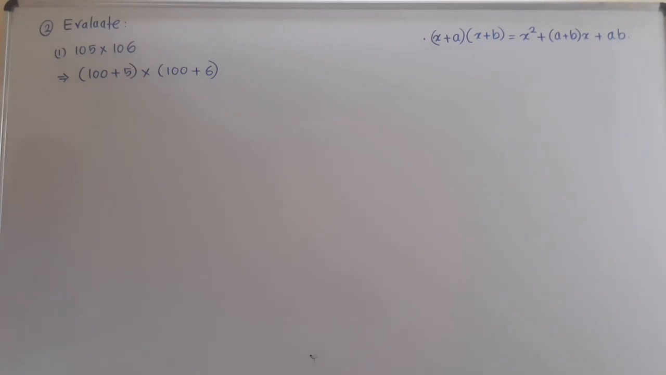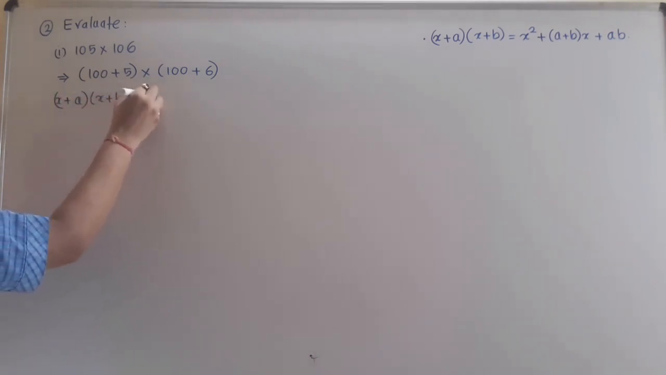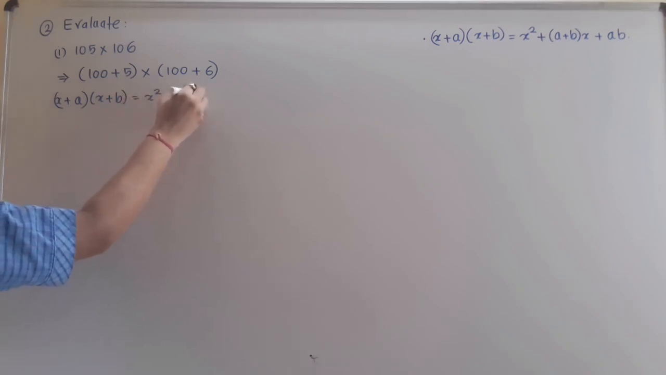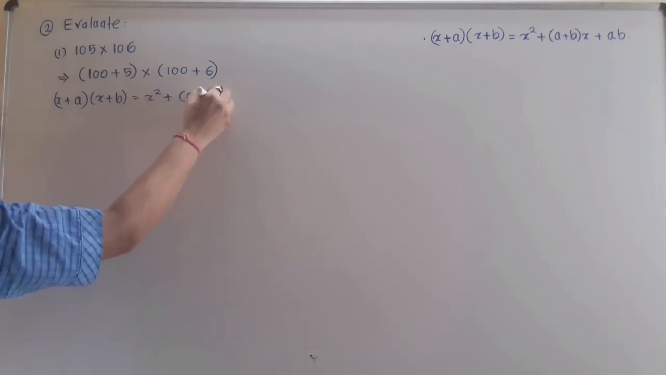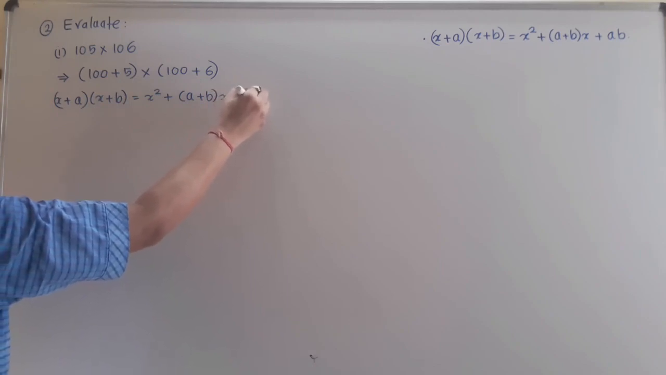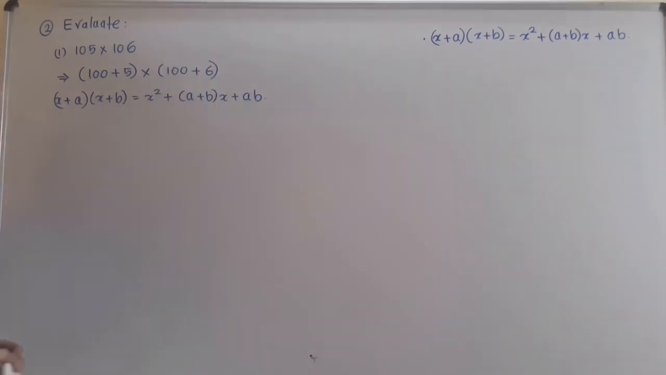Now let us copy the formula which is given in the question. So x plus a into x plus b is equal to x square plus a plus b into x plus ab. So see how we can solve this question. First of all, you can compare these two brackets with these two brackets. Here, what is the first term given to us?